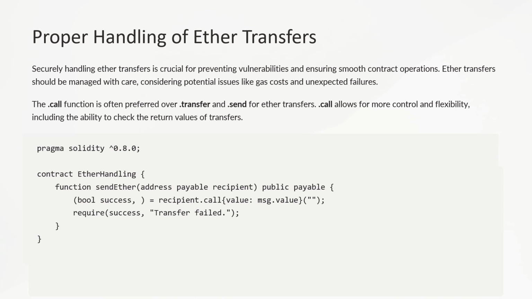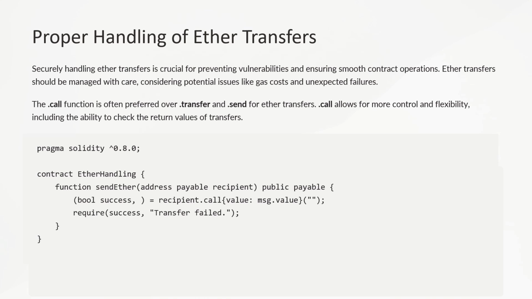The unused variable is denoted by an empty assignment to comply with the syntax of the low-level call. Following this, a require statement is used to ensure that the ether transfer was successful. If the transfer fails, the string "transfer failed" is provided as the error message.